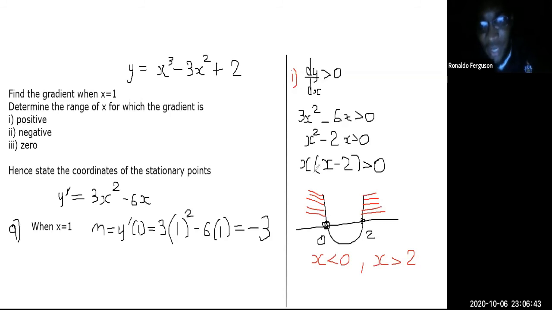So this is the solution for part 1. Easy. Always when you reach the inequality part, sketch the graph. You can never go wrong by sketching the graph.